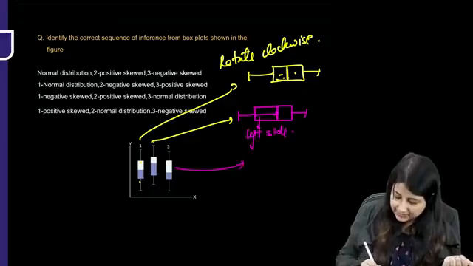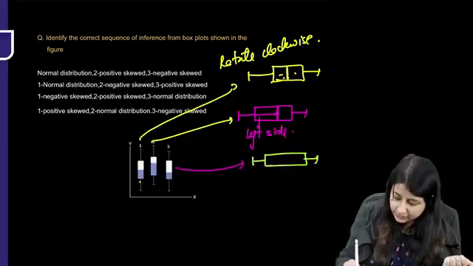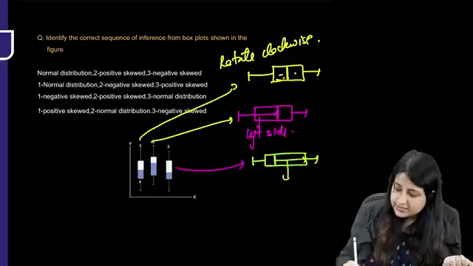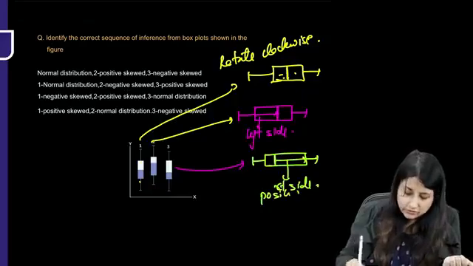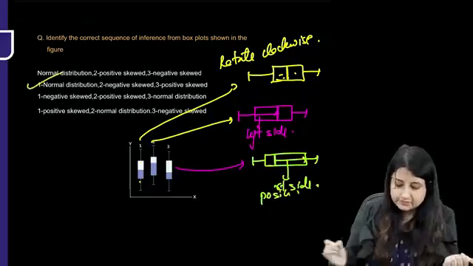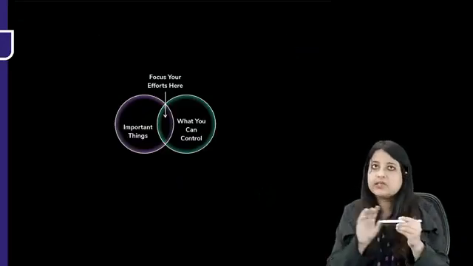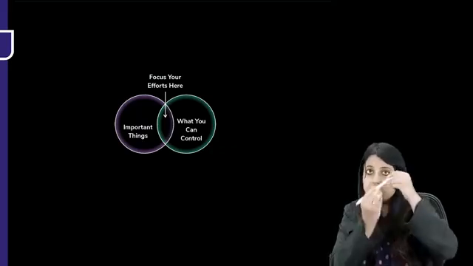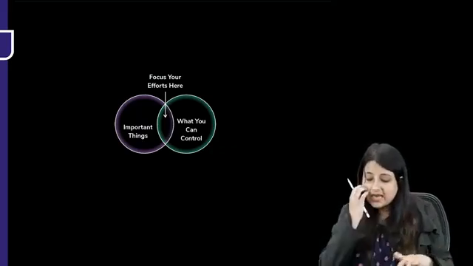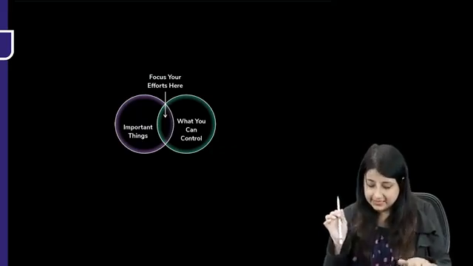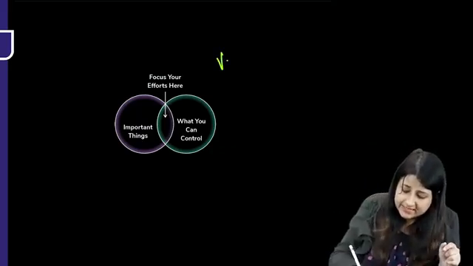And look at the third one now. Try to rotate the third one, everybody. So if you rotate the third one, where is the gap more? The gap is more on the right side. So positive skewed. So this is your answer. Okay? If you get horizontal, no problem. If you get vertical, don't forget to rotate it clockwise and look where is the gap more.